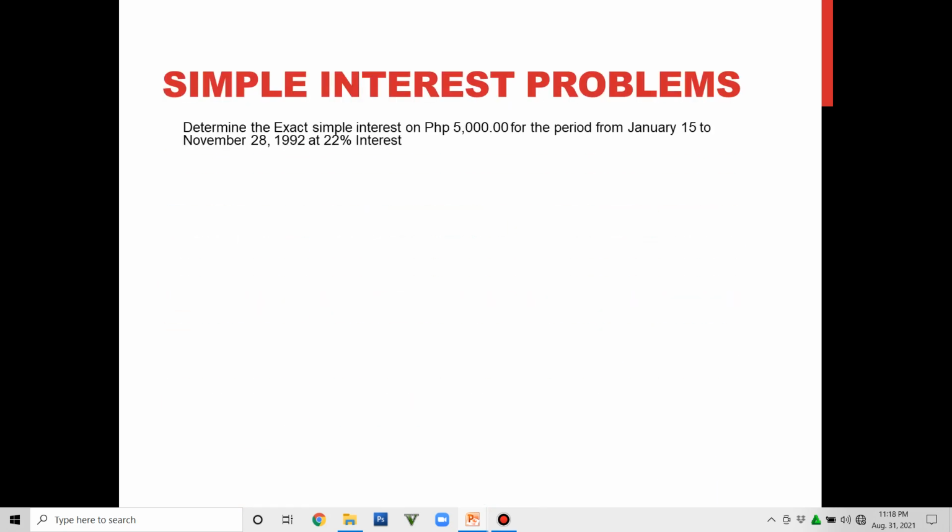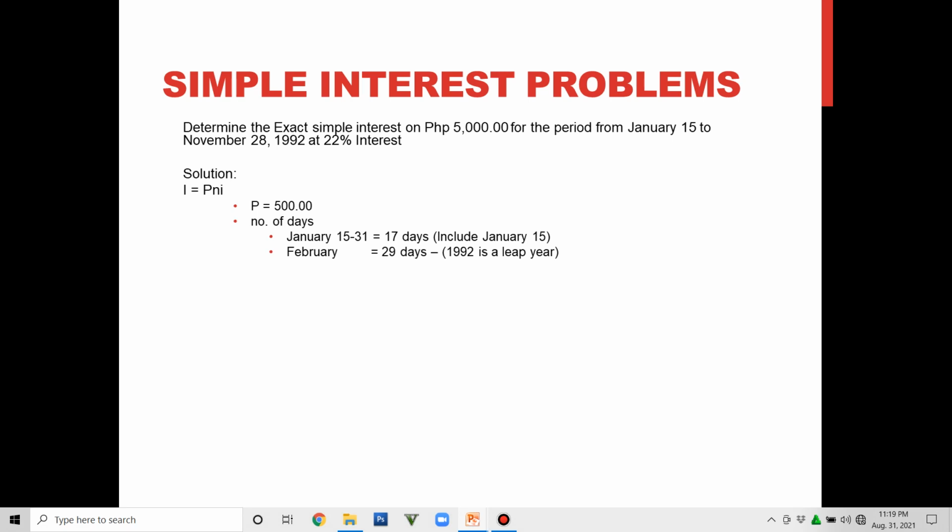Okay, so another problem. So this is a problem on exact simple interest. Find the exact simple interest on 5,000 pesos for the period from January 15 to November 28, 1992 at 22% interest. Again, ganun pa rin yung formula. Ang gagawin lang natin is to first count the exact number of days from that range, January 15 to November 28, 1992. So interestingly, 1992 is a leap year, no?